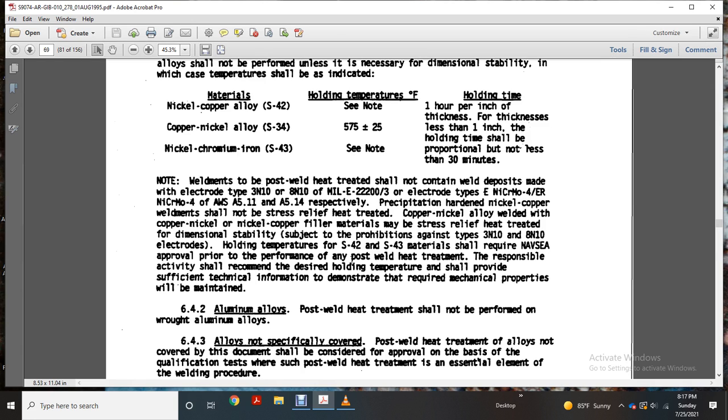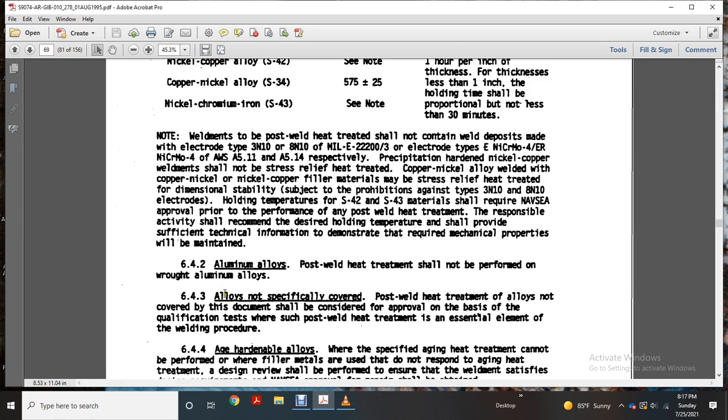Holding temperature for the S42 and S43 materials shall require approval by the Naval Sea Systems Command prior to the performance of any post-weld heat treatment. The activity responsible should recommend the desired holding temperature and shall provide sufficient technical information to demonstrate that the required mechanical properties will be maintained.